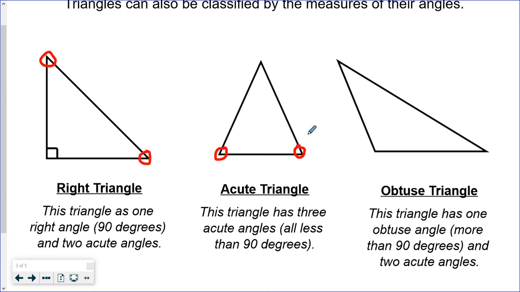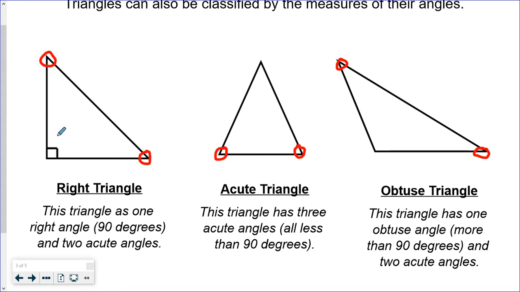So this has 2 acute angles. This one also is an acute angle, and this one's also an acute angle. So every single triangle that you will ever make is going to have a minimum of 2 acute angles. Now, how you name the triangle is what is the 3rd angle.